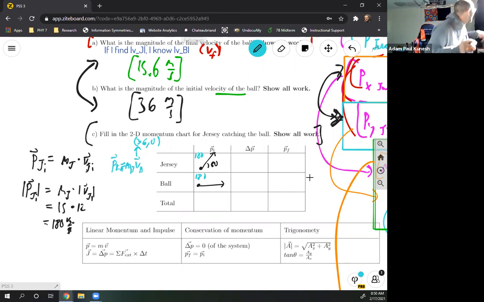One sec. We got some serious glare going on over here. All right. So questions about these first two momenta, the initial momenta.